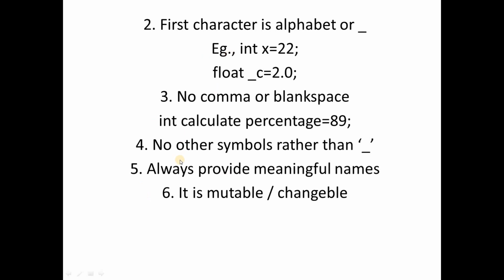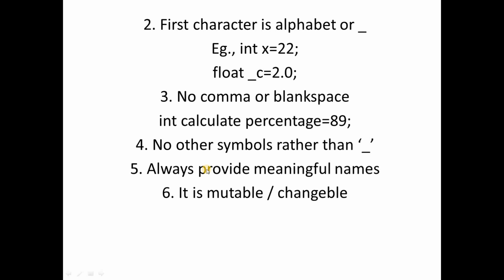And then the fifth rule, which is always provide meaningful names. Why always provide meaningful names? You can provide any type of name, but suppose we write a large program, a difficult program, or work on a project, and at that time we provide variable names like a, b, c, d. Then what happens? There are too many variables you declare there, and you get confused because all the variable names are similar. So you should provide meaningful names.